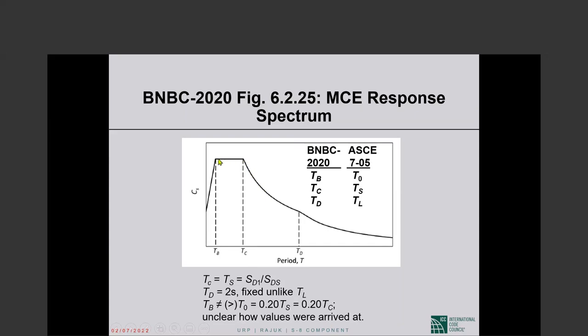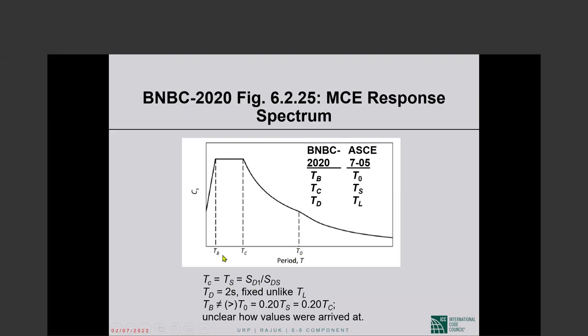The equation for the flat top is S sub DS. The equation for the descending branch is S sub D1 by T. Both have to be equal, which means this period has to be S sub D1 divided by S sub DS as it is. So T sub C and T sub S are no different. T sub D, however, has a fixed value of 2 seconds. T sub L has multiple values ranging from 4 to 16 seconds in the US.